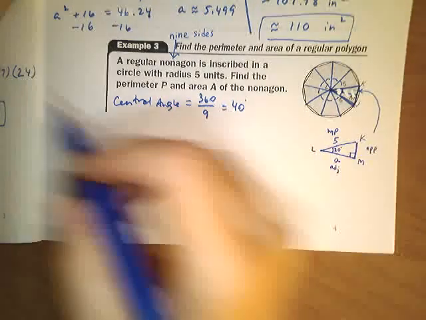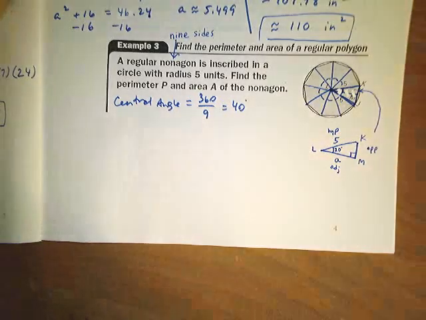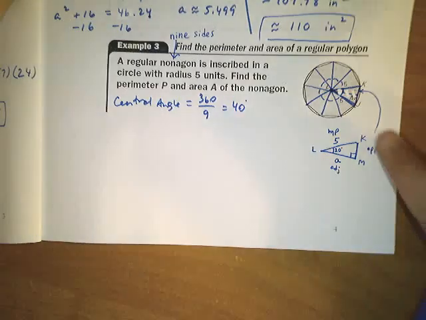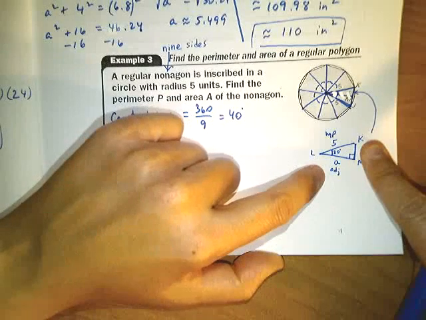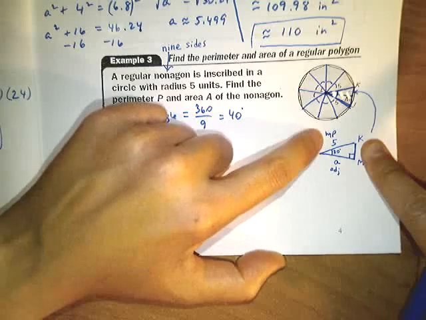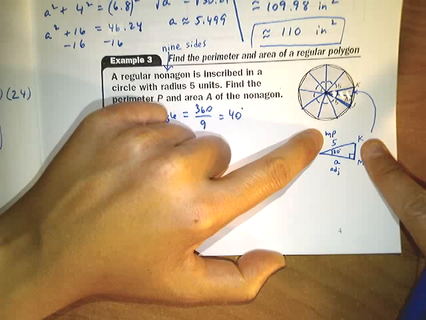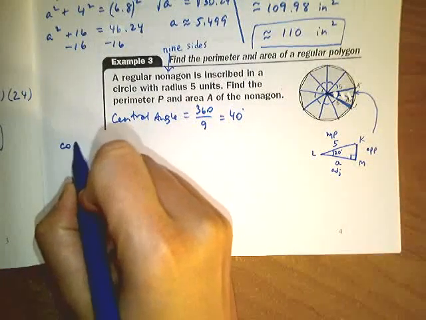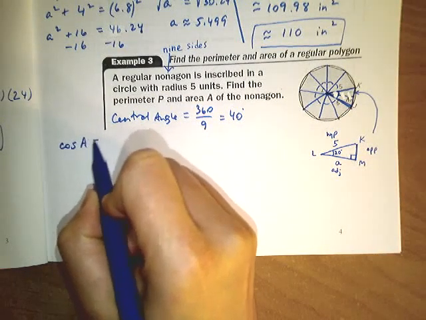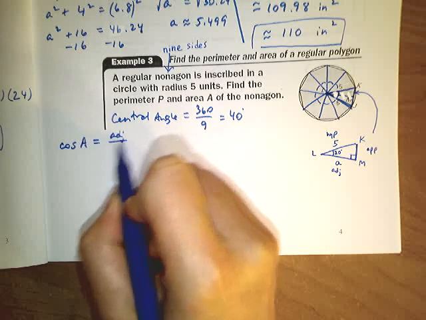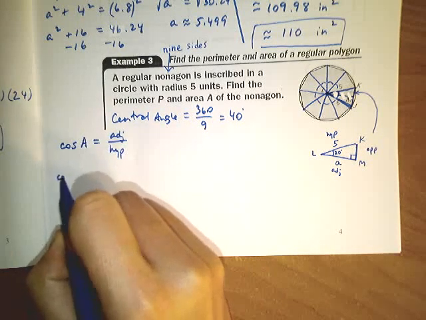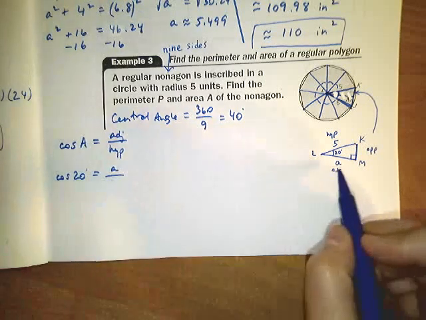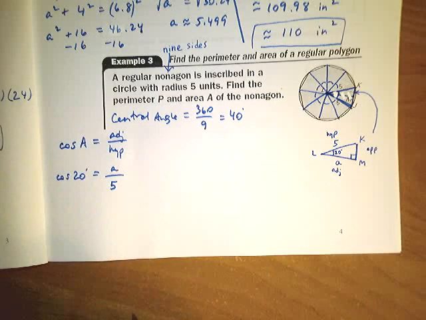So with adjacent and hypotenuse, I have three choices. I can choose sine, cosine, or tangent. Cosine is the one that would make the most sense because it's the name for the fraction when you put the adjacent on top, in the numerator, and the hypotenuse in the denominator. So that's the equation that I'm going to use. The cosine of some angle equals adjacent over hypotenuse. So the cosine of 20 degrees equals my apothem side over my hypotenuse length of 5.